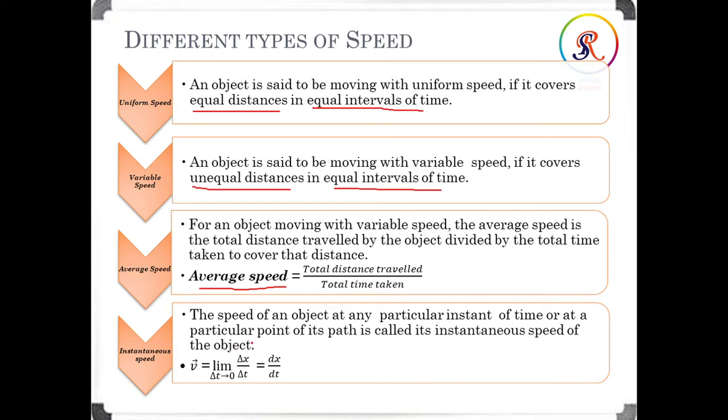Next is the instantaneous speed. The speed at any particular instant of time or a particular point of its path is called instantaneous speed. So here, what did you understand in this case? For example, Rahul uses a stopwatch and measures 1.6 seconds as the car travels between 2 points.